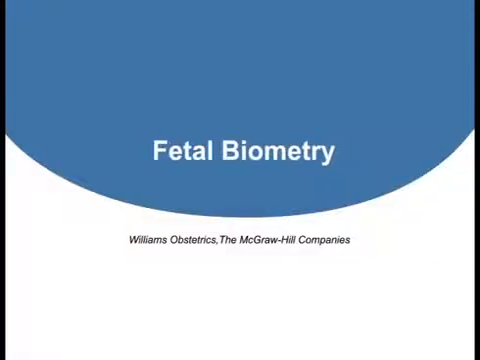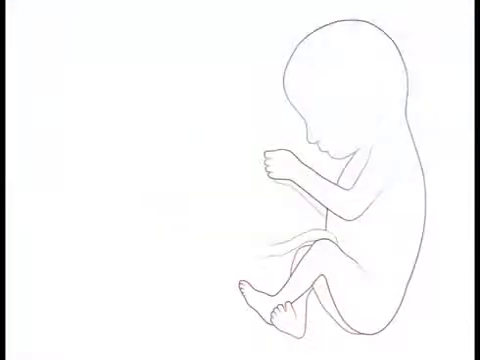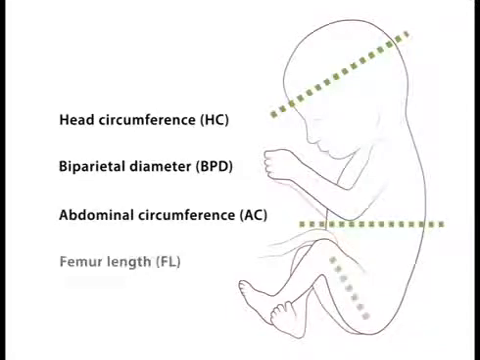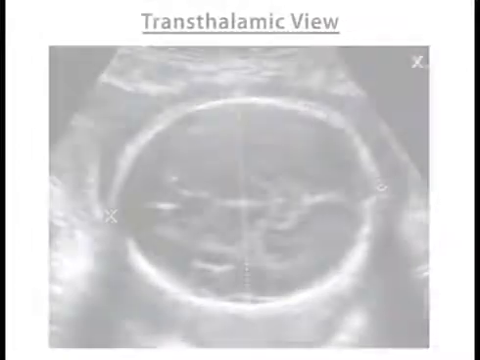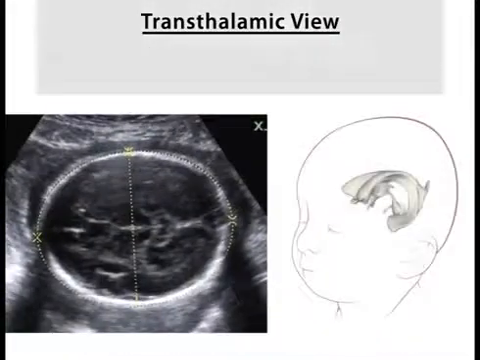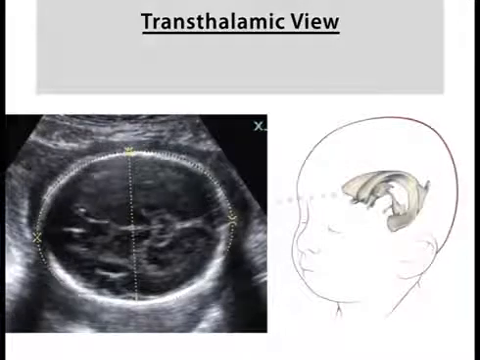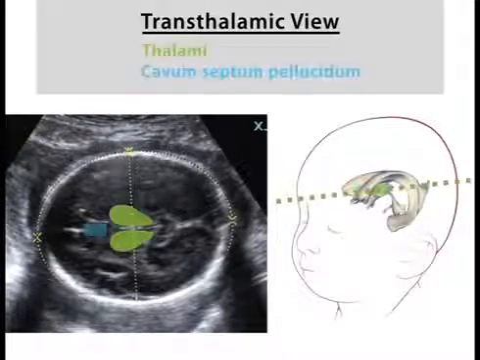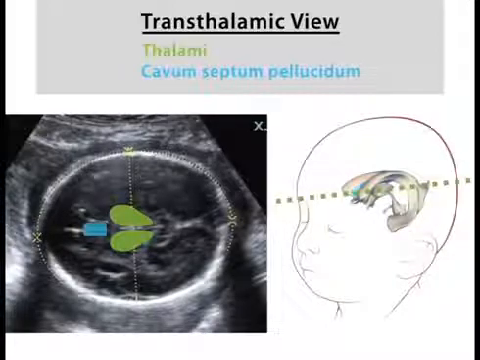Fetal biometry. After the first trimester, fetal weight and age are most accurately estimated from measurements of head circumference and biparietal diameter, abdominal circumference, and femur length. Sonographic head measurements are obtained in the transthalamic view. This sonographic view is an axial or transverse image of the fetal head. The thalami and cavum septum pellucidum are important landmarks in this view.